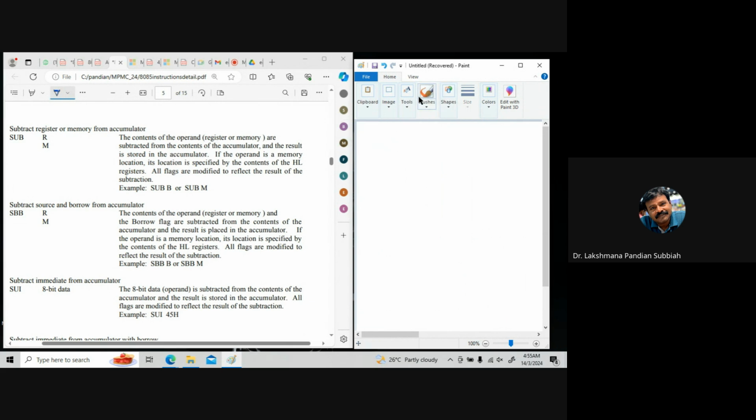Now you see this one, we have A equal to 2 and B equal to 5, right? So we subtract, and the result is actually minus 3. Minus 3 is a negative number. A negative number is represented in 8085 as 2's complement.